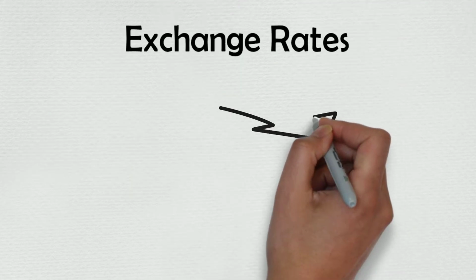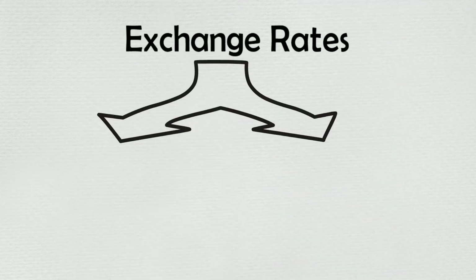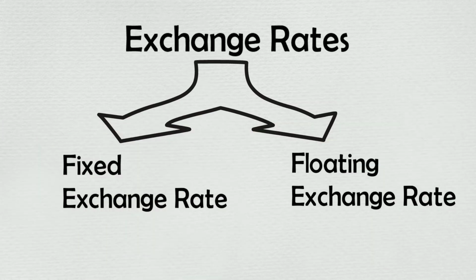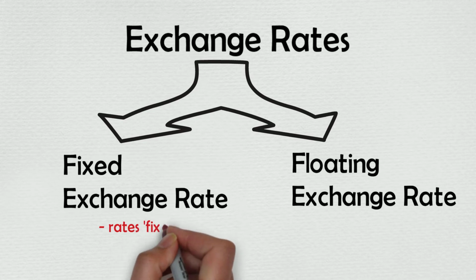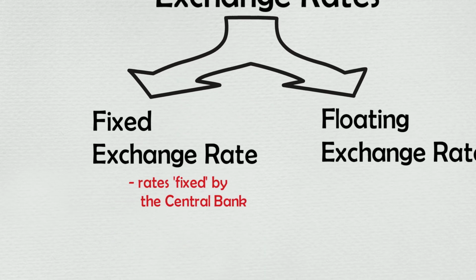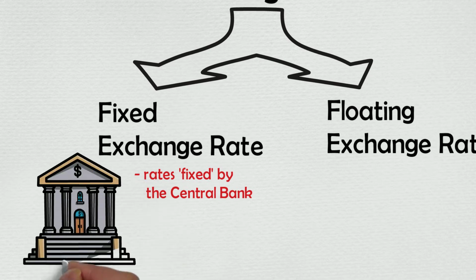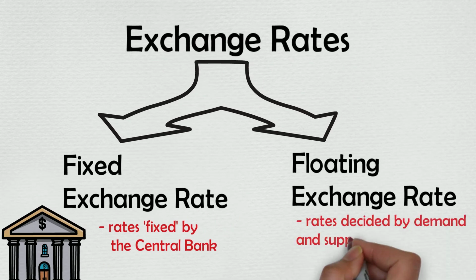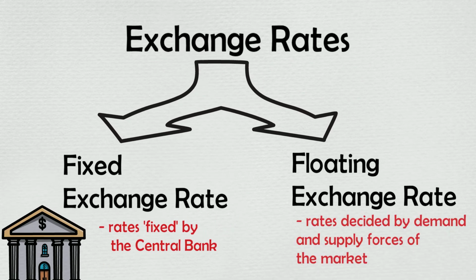There are two ways by which a country can value its currency. One is a fixed exchange rate and the other is a floating exchange rate. A fixed exchange rate, as the name suggests, is fixed by the country's central bank. So a central bank, based on various parameters, decides what would be a good exchange rate for its own currency. Now in a floating exchange rate, the rates are decided by the demand and supply forces of the market.